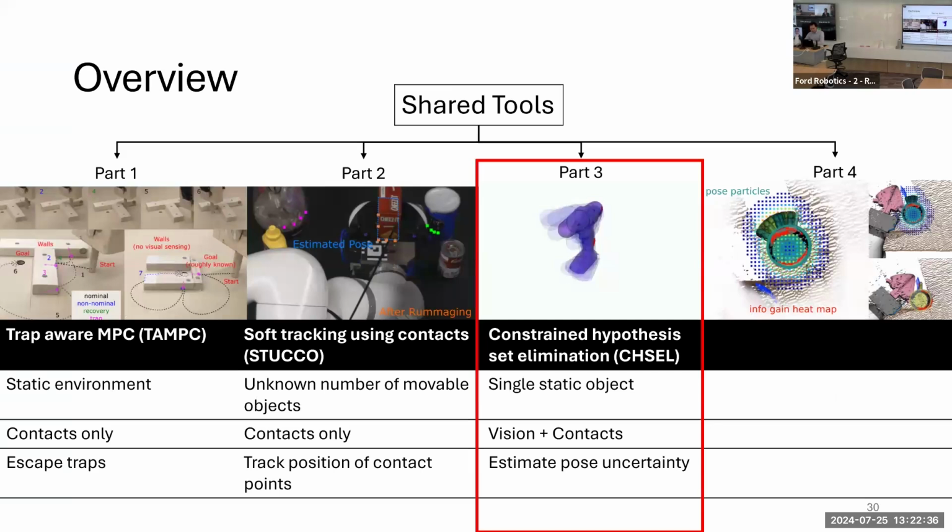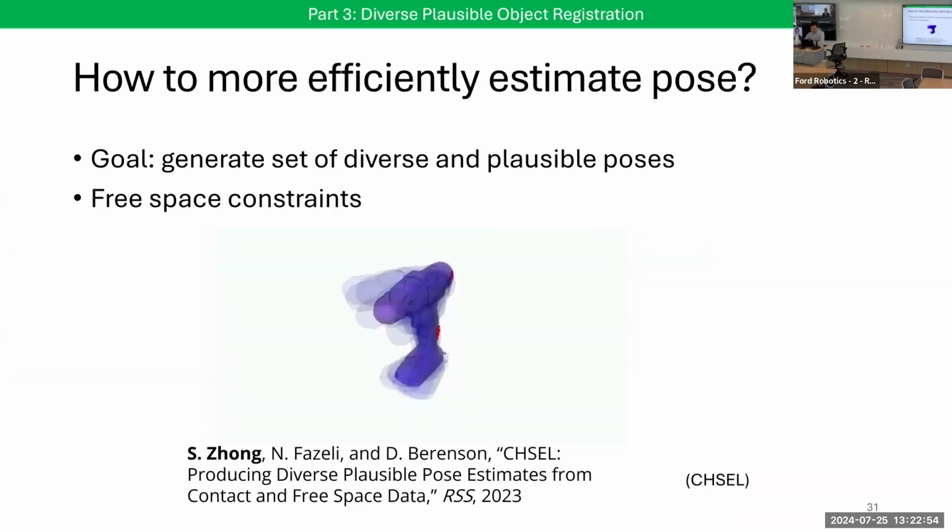When we estimated the pose using ICP, it took many contacts to actually collect enough information to reliably estimate the pose. Our next work seeks to improve this while also characterizing the pose uncertainty from the limited information. So first of all, how do we have a hope of estimating the pose more efficiently?